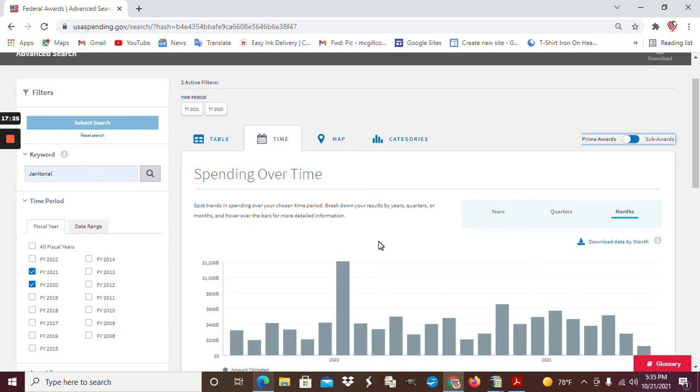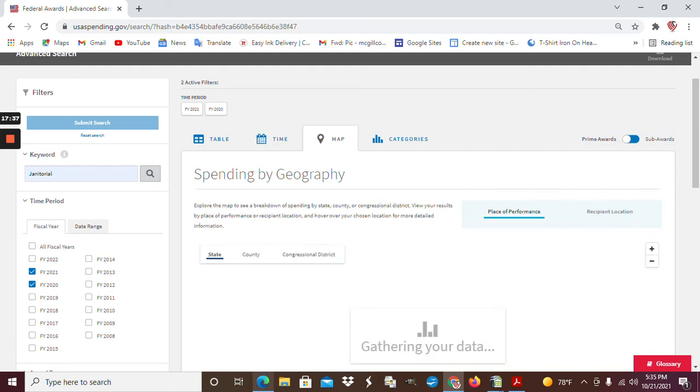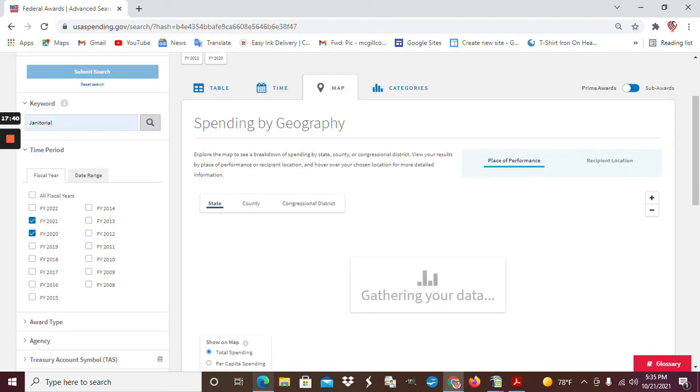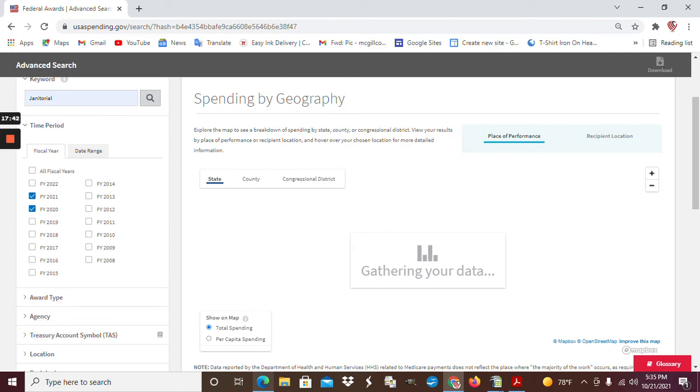Another good thing I like about U.S. government spending is what they spend a lot of time on. I don't know how they come up with the sequences of this, and this is the map. You come here and you can click on the map. You can actually go in and see these geographical areas of where the money is being spent, the total spending. You can actually see the total spending per capita.